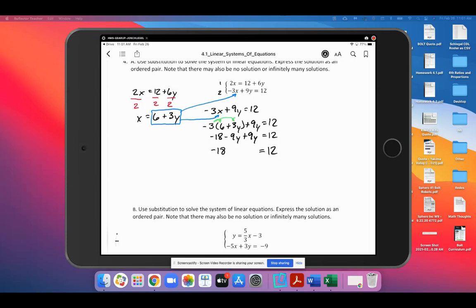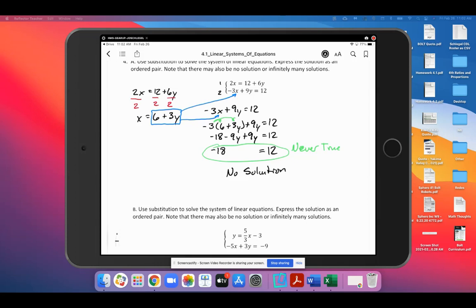That feels a little bit strange, doesn't it? And it should, because negative 18 is never going to be equal to 12. And so when we get into a situation with a system like this, folks, what this is telling us is that that is never going to be true. There's no variable anymore. It is a statement that is not true. So this system is going to have what we call no solution.